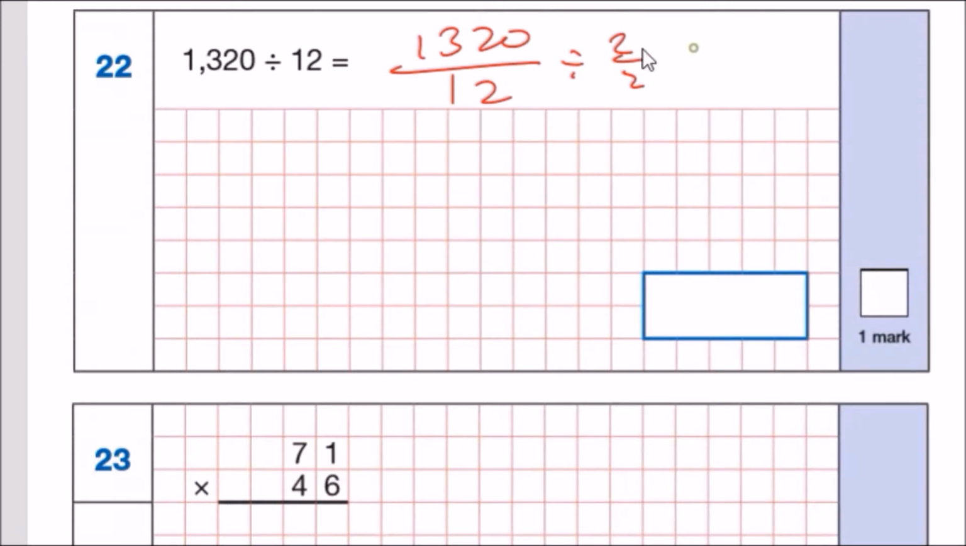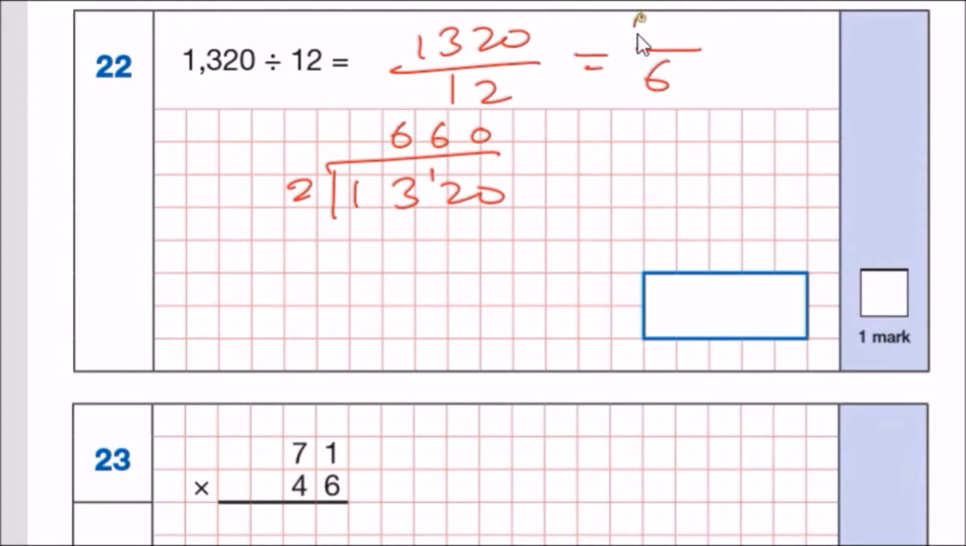Actually I don't need to write this, just divide it by 2 mentally. Half of 12 will give us 6. And half of this number, well, let me just do it here. You can't do half of 1, so how many 2's go into 13? That gives us 6 remainder 1. Then 2 into 12 is 6 again, and 2 into nothing is nothing, so 660.